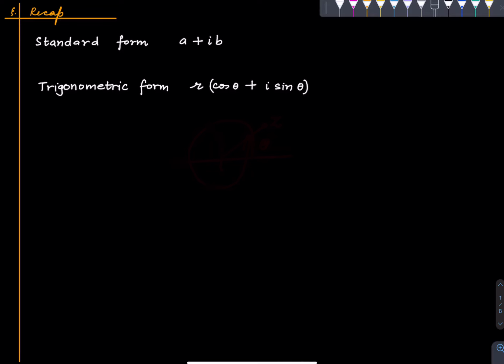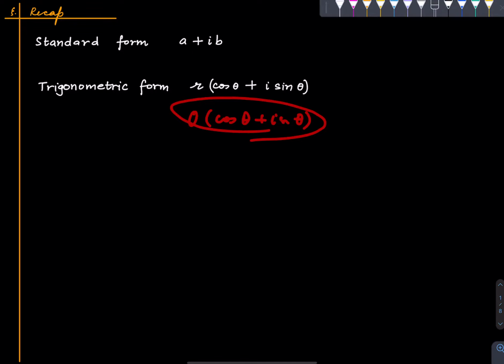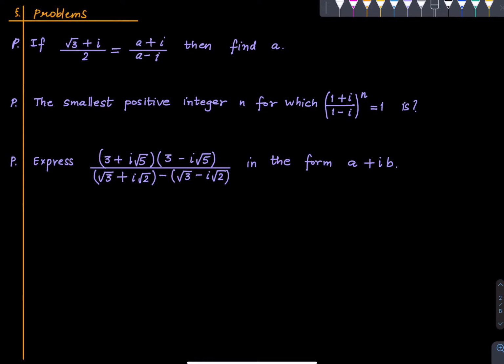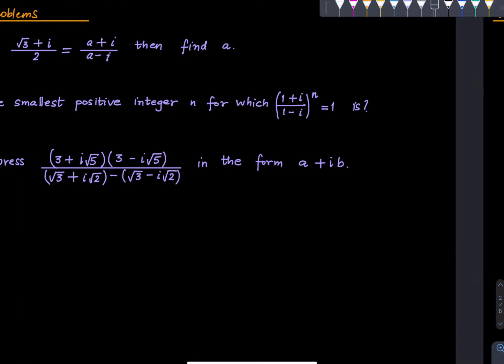Okay, so that is the trigonometric form. This applies to non-zero complex numbers. Well, if your complex number is 0, you could just say 0 cos whatever angle you want plus i sine whatever angle you want. That is, of course, 0. Anyway, here are some problems, three very simple problems for practice. And now let's get started with the material of this lecture.